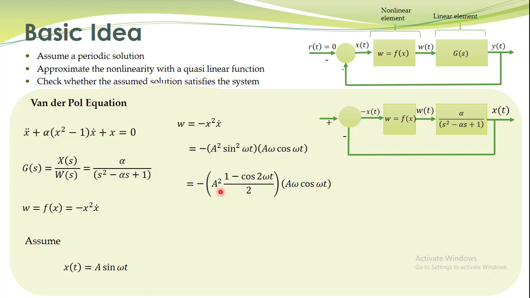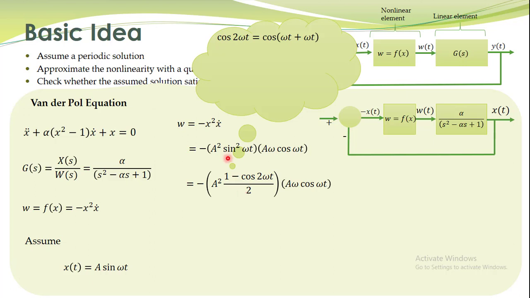A square is here, and the minus sign is already there. Sine square omega t is equal to this expression, as you already remember. If you do not remember, this identity is well familiar to you. Cosine 2 omega t is equal to cosine of omega t plus omega t. Omega t plus omega t is 2 omega t, which is cosine square omega t, because if we expand it, we get cosine omega t multiplied by cosine omega t minus sine omega t multiplied by sine omega t.